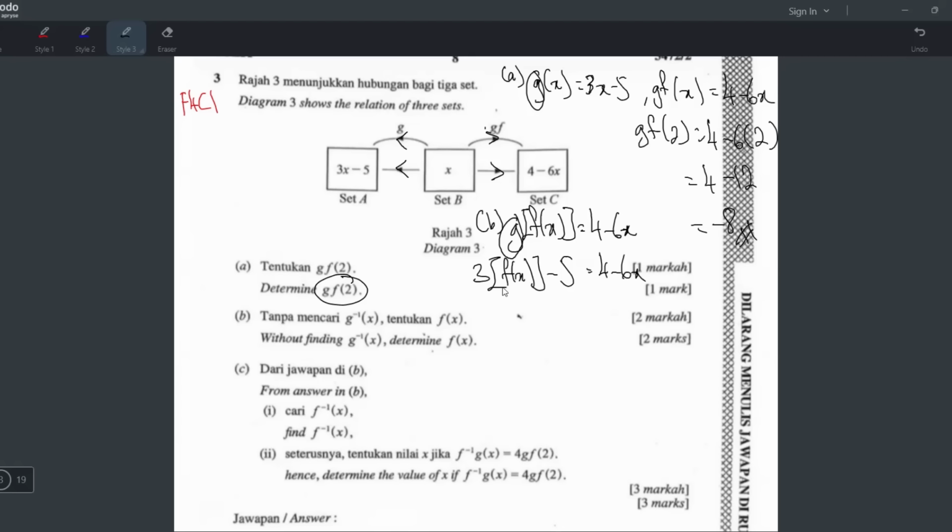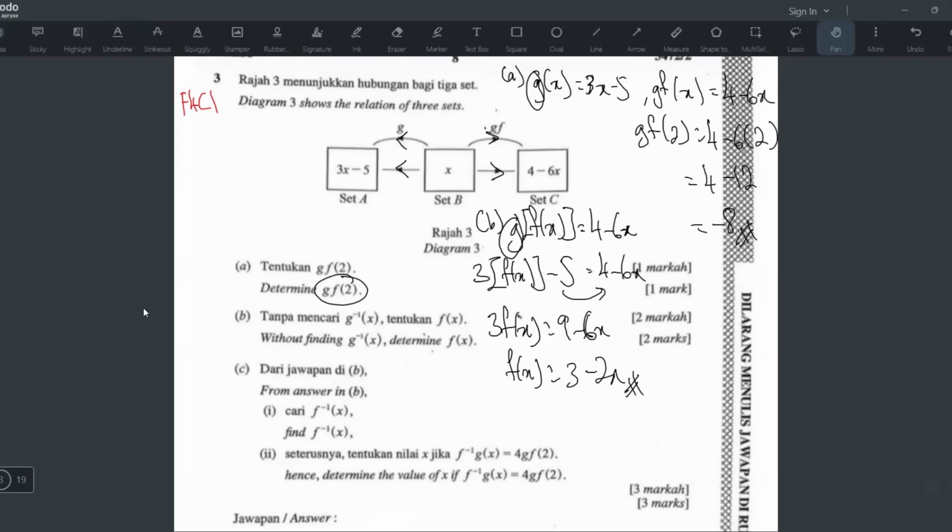Okay, but let's come back here. Nak cari fx kan? Pindah 5, pindah 3, then kau tim lah. Alright, pindah the minus 5, hantar jadi plus 5. 4 plus 5 is 9 minus 6x. Now fx is pindah 3 jadi bahagi 3. But there's 2 terms here. So 2 terms also can divide by 3. 9 divided 3 is 3. Negative 6x divided 3 is negative 2x. And that's the answer. Yep.